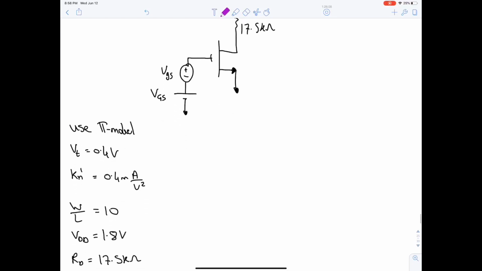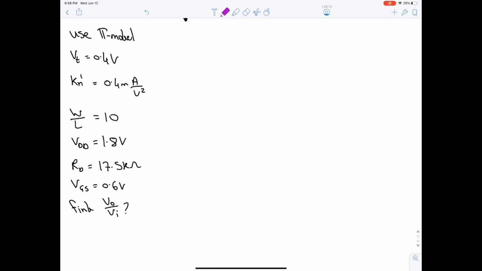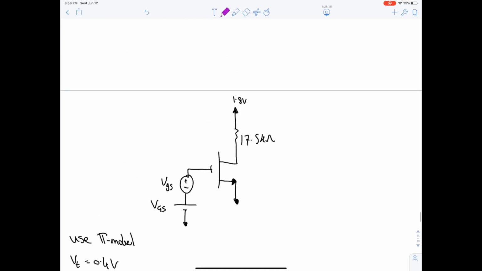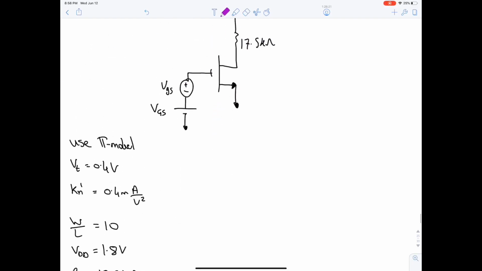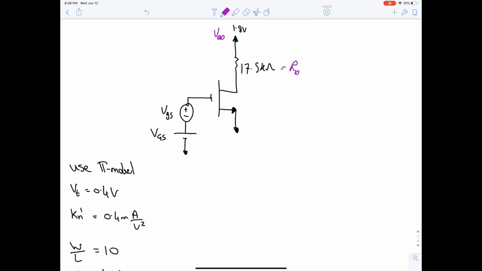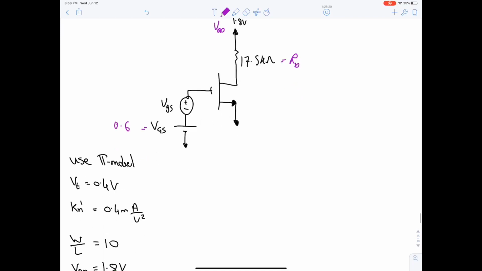Now, use pi model. VT is 0.4, Kn prime is 0.4 milli, W over L is given, VDD is given, which is this. Okay, RD is given, this is RD. VGS is given, which is 0.6, and find VO over VI. Let's begin. Step number 1, kill AC, keep DC. This, and the circuit will be like this.